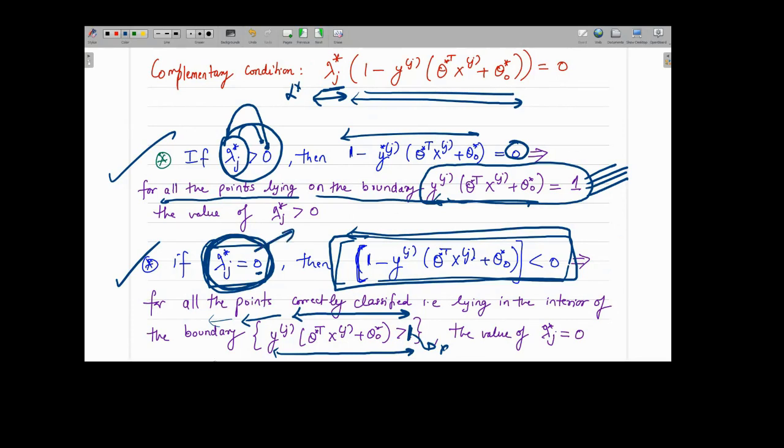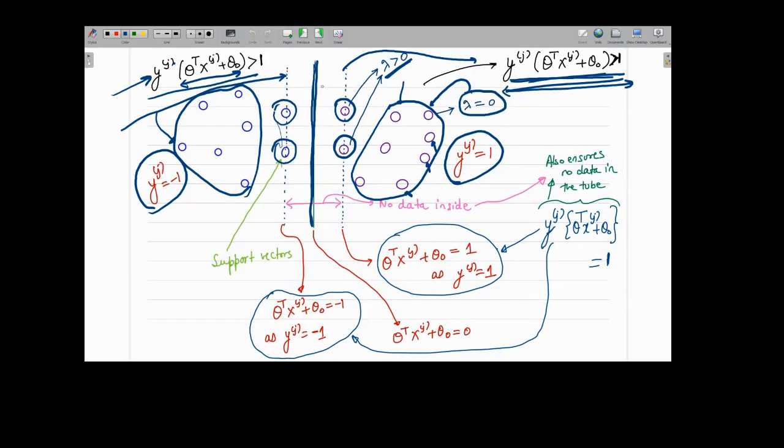So all these data points are correctly classified, so these data points will have all the values equal to 0 for lambda. But for these points, they are actually lying on the boundary of the separating hyperplane, because this is the main one and this is the margin one. So the equation of this line and the equation of this line is nothing but this equation. This is the equation of the line.